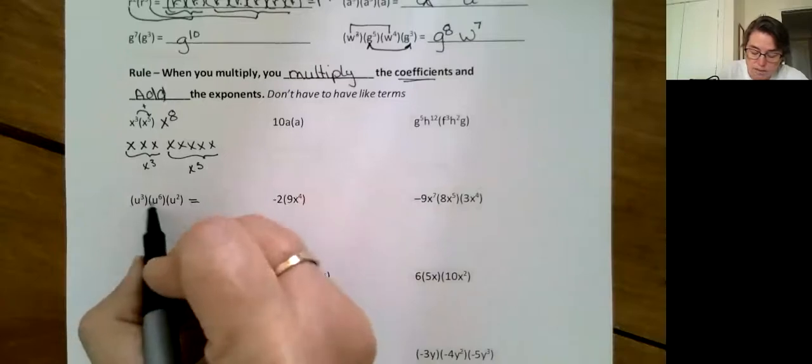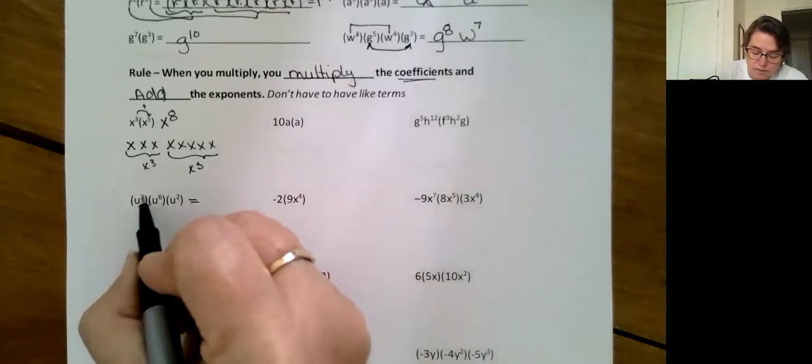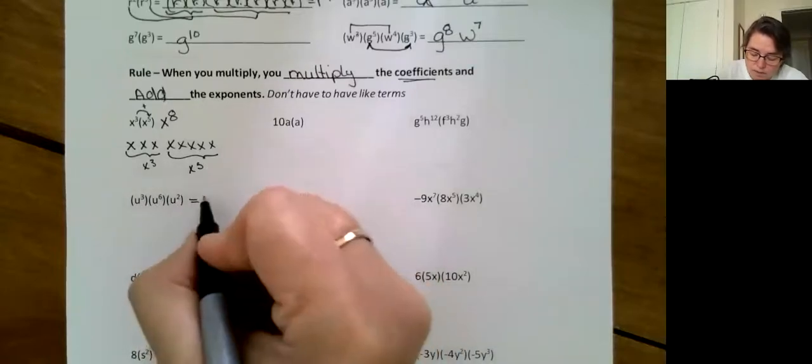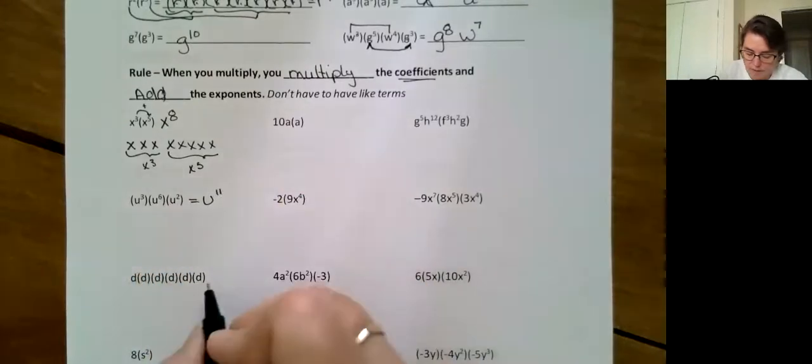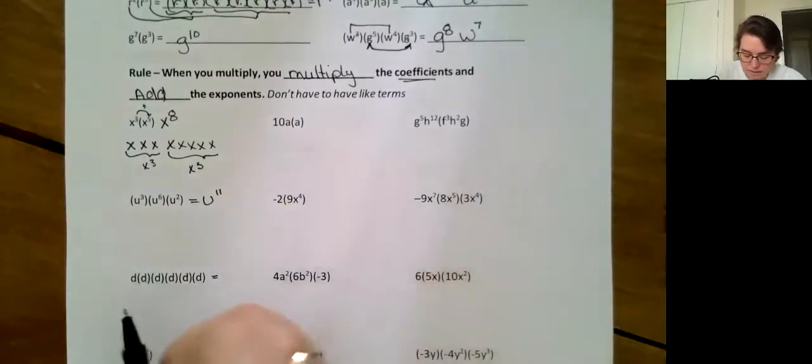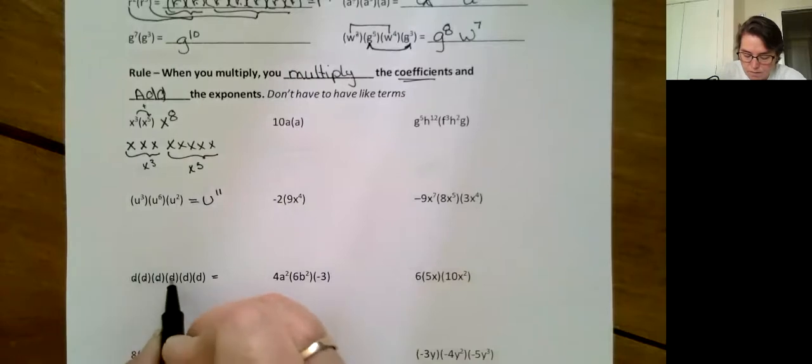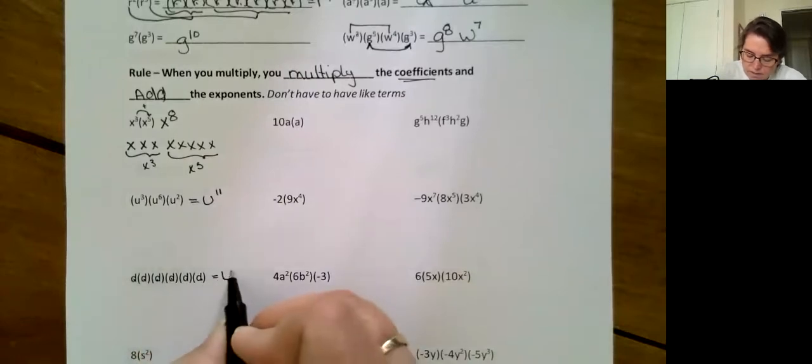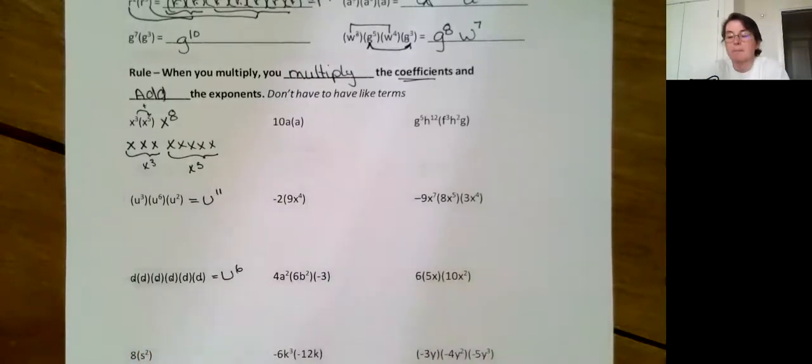So u3 and 6 and 2, 3 and 6 is 9, and 2 more is u to the 11. Oops, guess I got to count here. 1, 2, 3, 4, 5, 6. U6. Got it? Okay, turn off the video. If you haven't done it all, turn off the video, do the questions, and then turn it back on. Make sure it's all good.